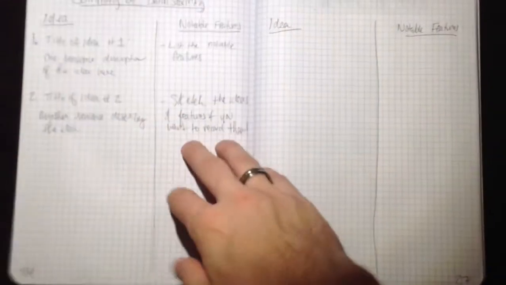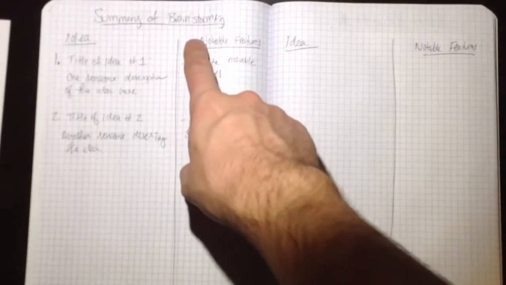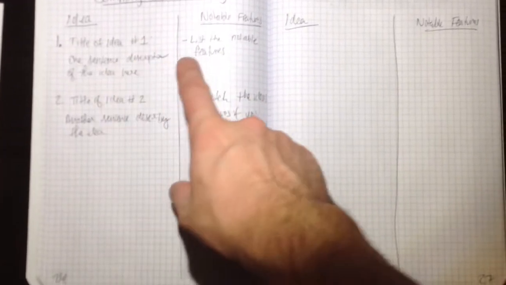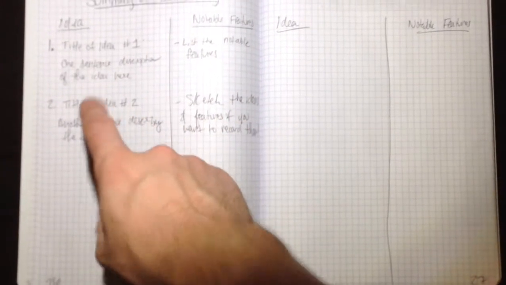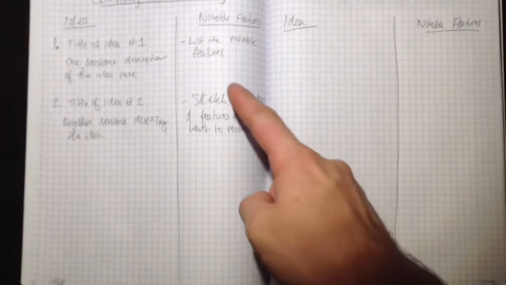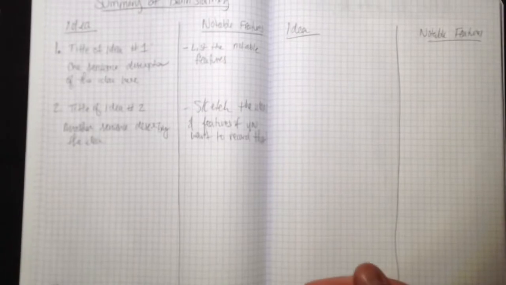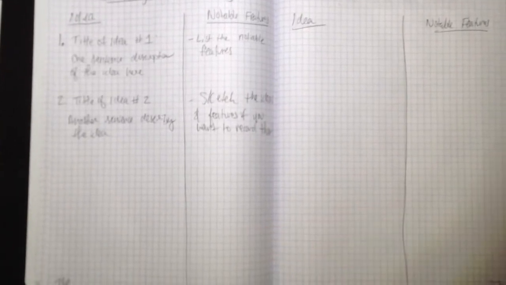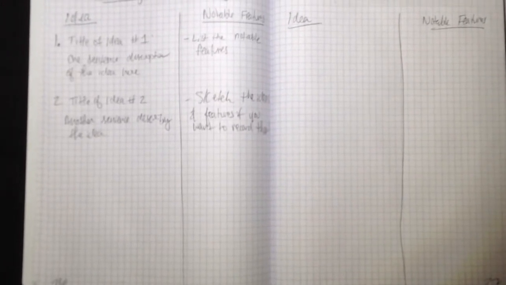So if you open your innovator's log to where we last used it, you should be at the journey map. You're going to title the next clean page here, Summary of Brainstorming. And over on this side, we're going to column this into two different columns. On the left-hand side, we're going to detail all of our ideas. And on the right-hand side, we're going to identify any notable features of those ideas that might make their way into the final proof of concept.